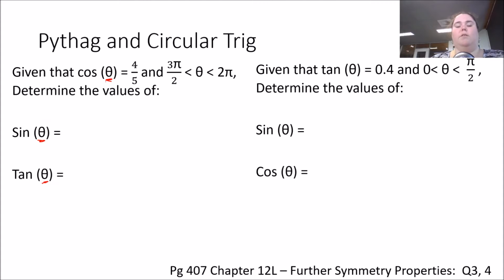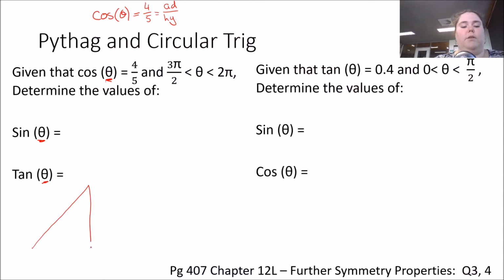So we're going to relate this back to Pythag because cos of theta equals 4 on 5. But I also know cos is my adjacent on my hypotenuse. So if I make myself a little triangle down here, I know for this theta, for this unknown angle, my adjacent side is equal to 4 and my hypotenuse is equal to 5.